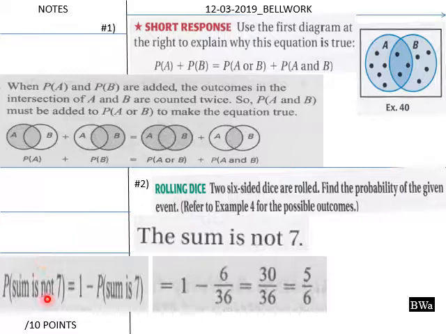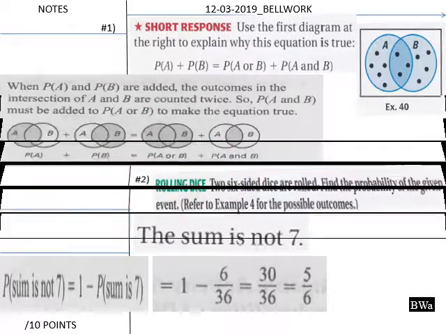Then here, probability sum is not 7 equals 1 minus probability sum is 7, equals 1 minus 6 over 36, which equals 30 over 36 or 5 over 6, that it won't be 7. This is really interesting up here.